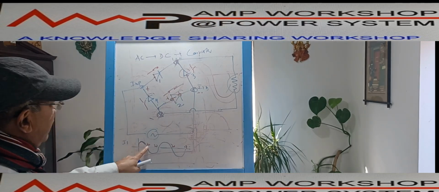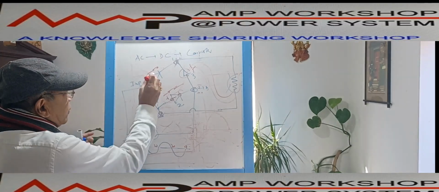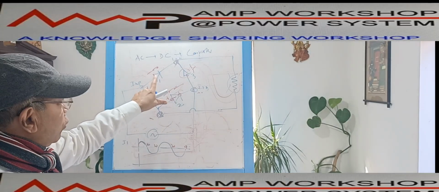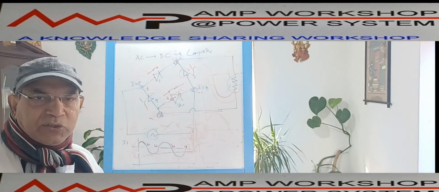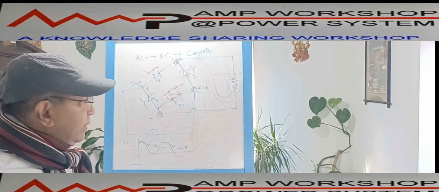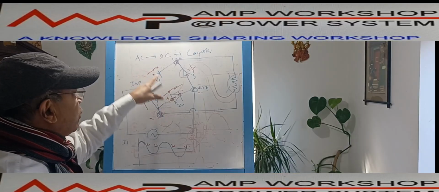So in the first 10 milliseconds, if we see these 4 diodes, what is the condition? Diodes 1 and 2 are closed. The closed condition we call the conducting state, and the open condition we generally call the non-conducting state. So in the first 10 milliseconds, diodes 1 and 2 are in the conducting state.